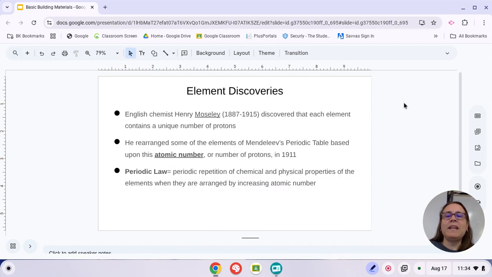Okay, Moseley changed how the periodic table was organized from mass to number of protons. So he used the atomic number. Okay, notice this was just in the 1900s, so we're talking a little over 100 years ago. And we have a thing called the periodic law, which just says there is a repetition of properties in the periodic table. So why do you go across a row and then go down to the next row and start a new row? Because of this repetition of properties of the elements.